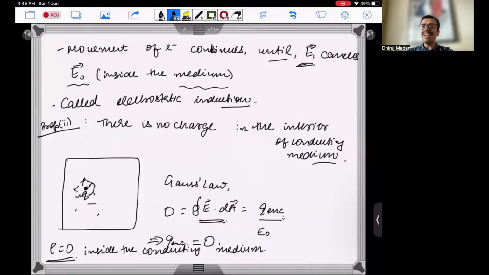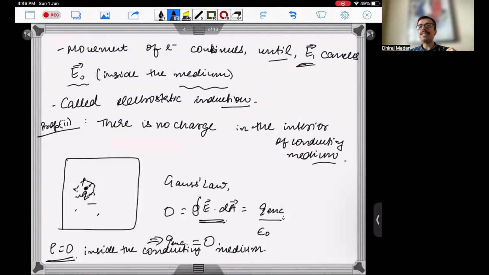Essentially the idea is that the electrons are going to move until they reach a configuration wherein the net electric field overall cancels off the external one. Right? So essentially these charges are going to be induced on the surfaces, and that goes by the name of electrostatic induction. So that was the first property. In summary, the electrostatic field inside a conducting medium is zero.